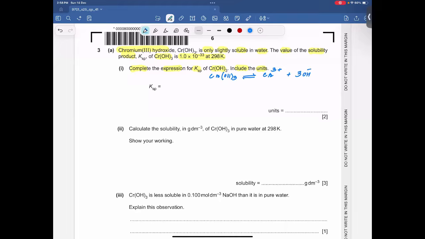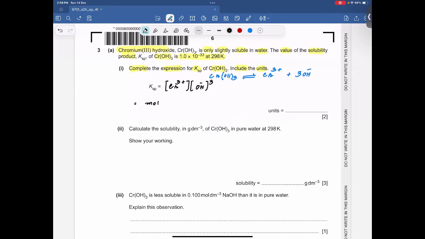And hydroxide ions. So let me write the Ksp expression now. Ksp is always the concentration of chromium ion and concentration of hydroxide ions. And since hydroxide has 3 moles in the equation, it has to be in the power now.